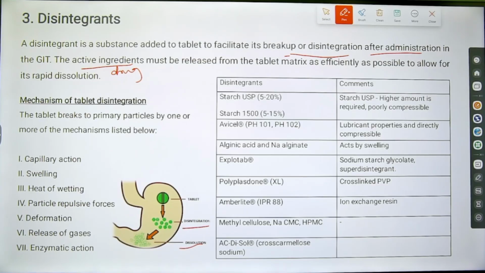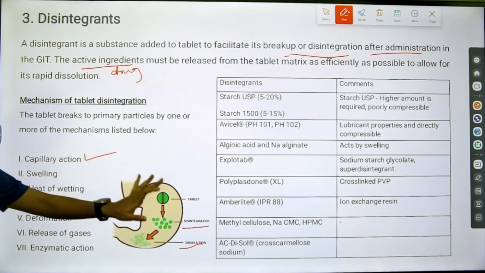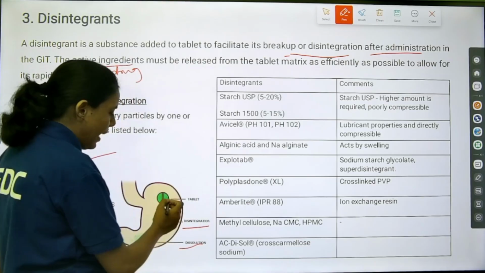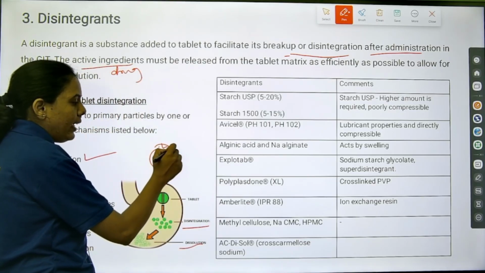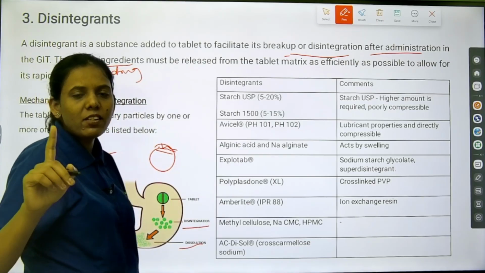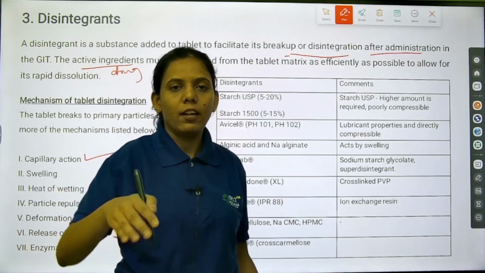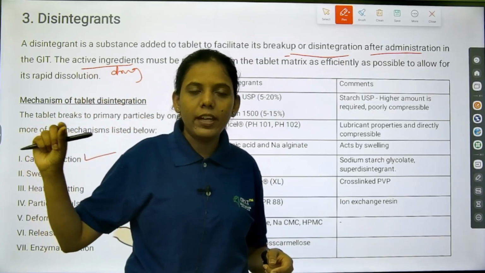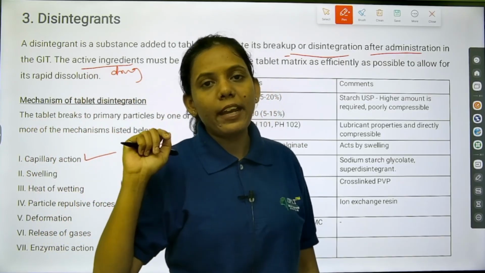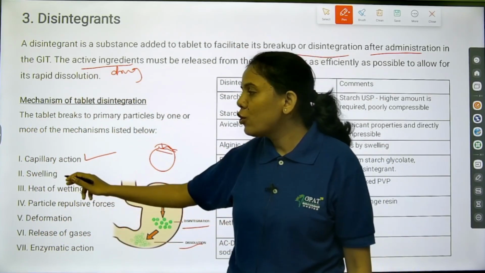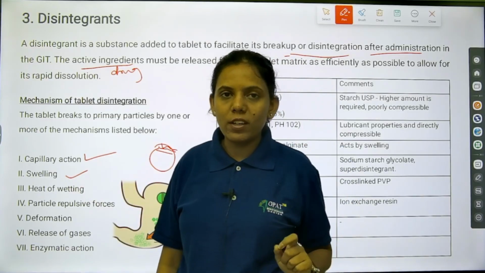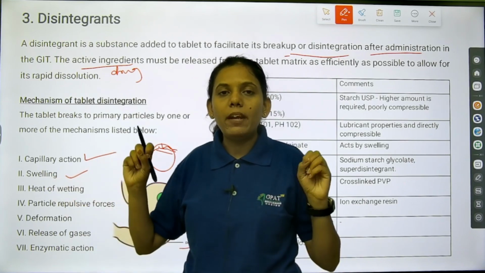The mechanism is that the tablet breaks into primary particles by one or more mechanisms. It can be capillary action. Capillary means what? Your tablet is present like this, and in between there is some very little space from where water can enter. It is a very thin, narrow space, so we call it a capillary, because a capillary is very thin, right? From there water molecules can enter. So we call it capillary action. Swelling means your tablets will swell. Because of swelling, it will form a porous nature, from where your tablet will break.